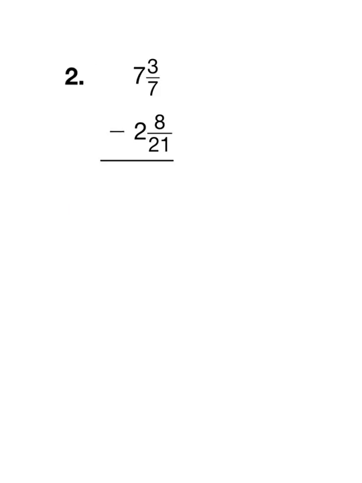Okay, let's look at this next one. 7 and 3/7 minus 2 and 8 out of 21. Now, for this one, we don't have a common denominator. We have two unlike fractions, so we're going to have to deal with that first of all. For 3/7, I'm going to convert that to some amount out of 21.